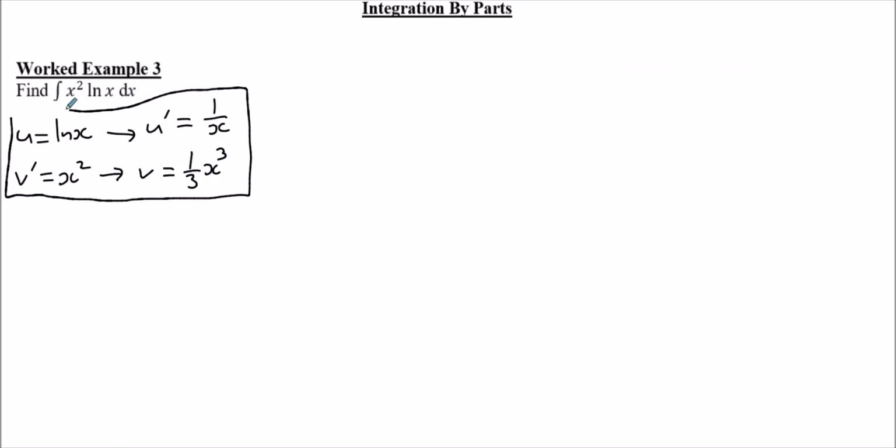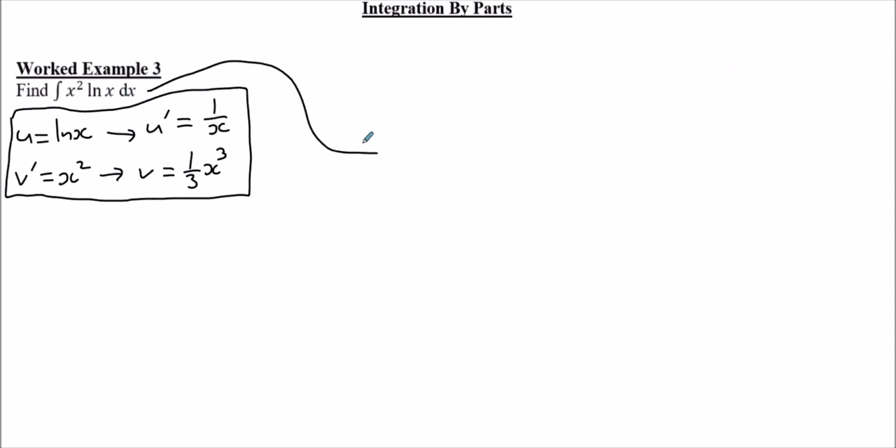we need to put ln x as our u, because L for logarithms takes precedent. So u we reserve as ln x, therefore our v dashed is forced to be x squared. If u is ln x, then u dashed, differentiating ln x, gives us 1 over x, and if v dashed is x squared, then v, the integral of x squared, becomes 1/3 x cubed. So we now have our initial setup to evaluate this integral.